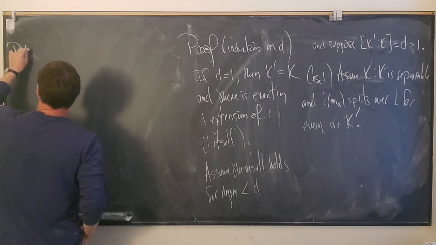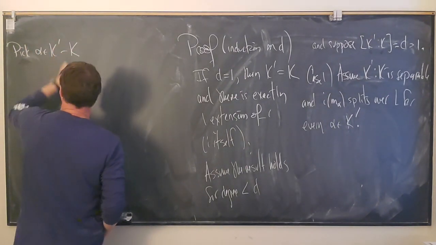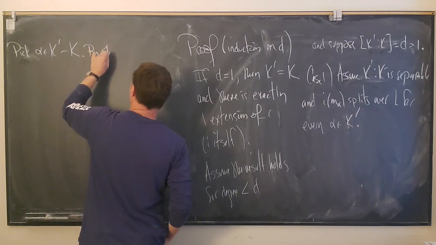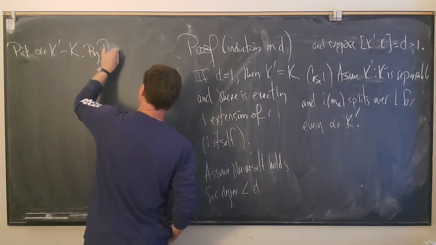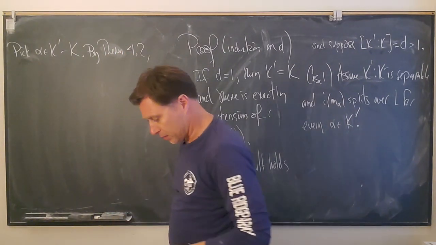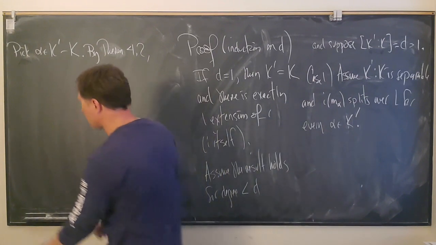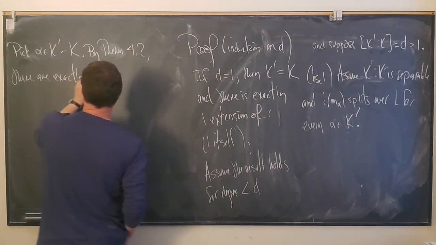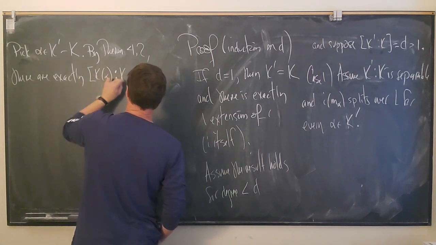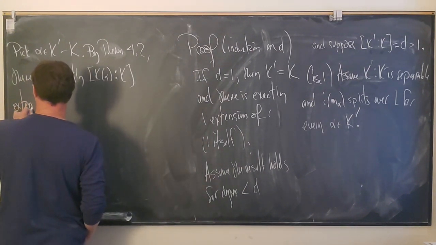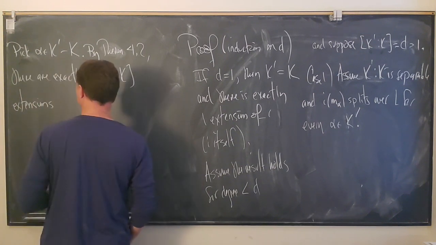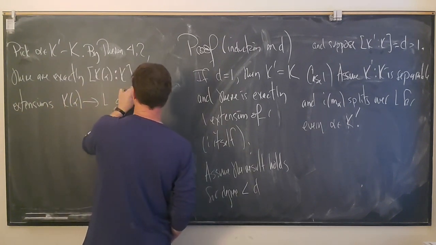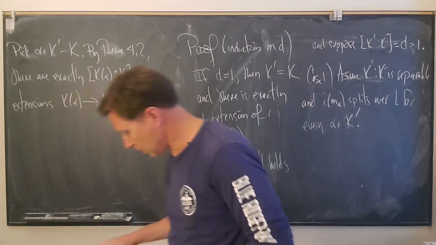So let's pick alpha in k prime minus k. Now what we know is by theorem 4.2, there are exactly degree of k adjoin alpha over k extensions k adjoin alpha to L of little i. So let's just pick one of them.